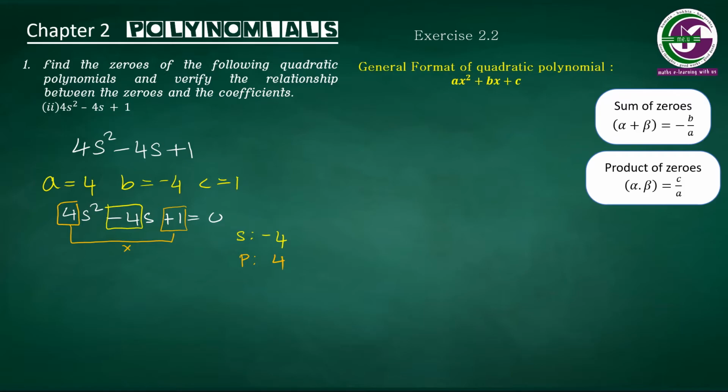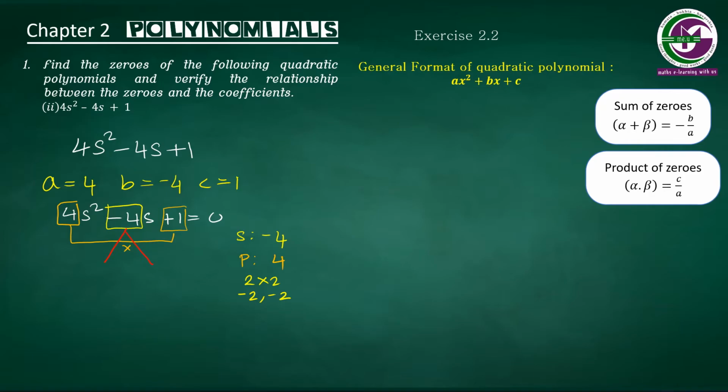Now, product is 4 means the possibility is 2 times 2 equals 4. And when both the numbers are negative, negative 2 and negative 2. So the sum is negative 2 plus negative 2, which is negative 4, and negative 2 multiplied by negative 2 is 4. So the numbers are negative 2 and negative 2. Like the previous questions, we cannot directly factorize the polynomial because the coefficient of s square is not 1 in this case. Here we need to split the middle term. So the coefficient of s will be split based on the new numbers.